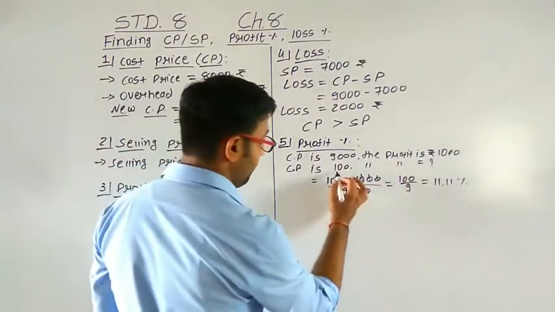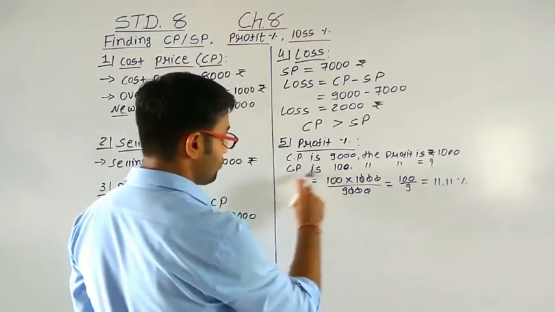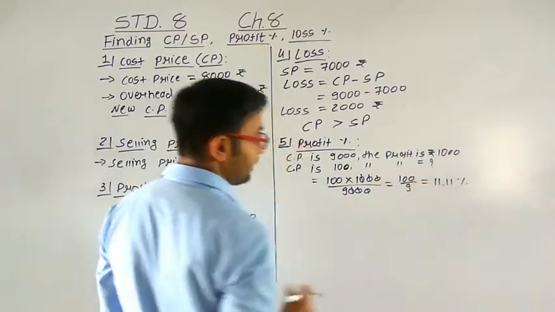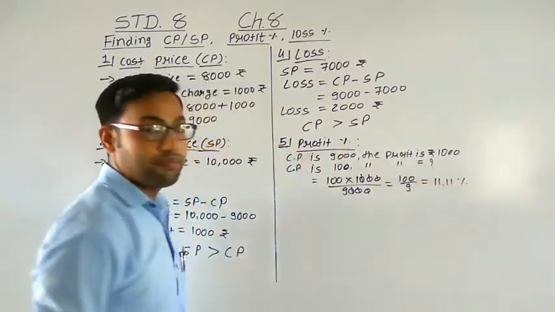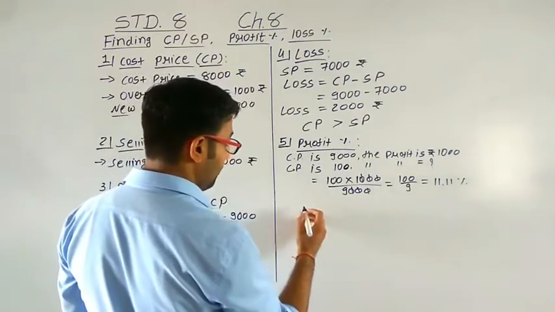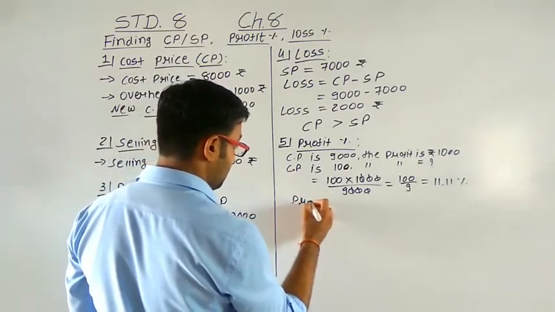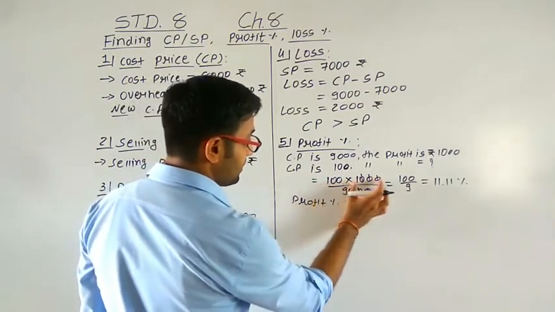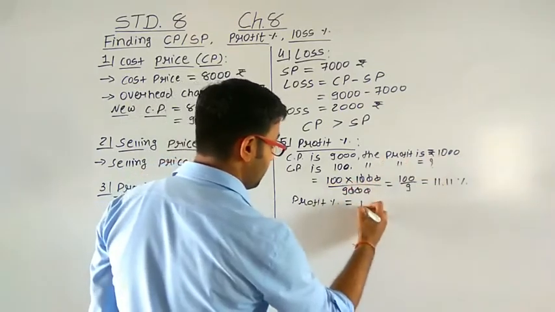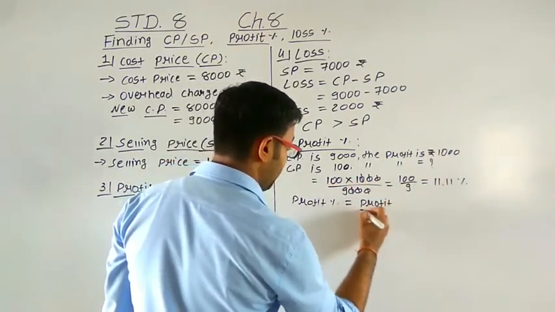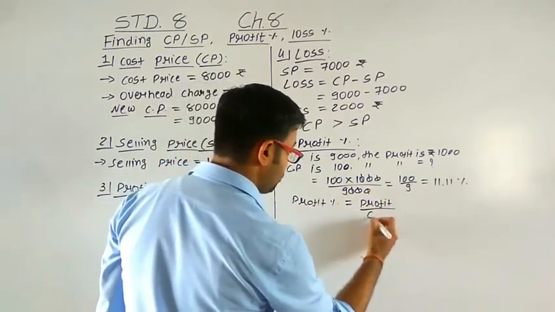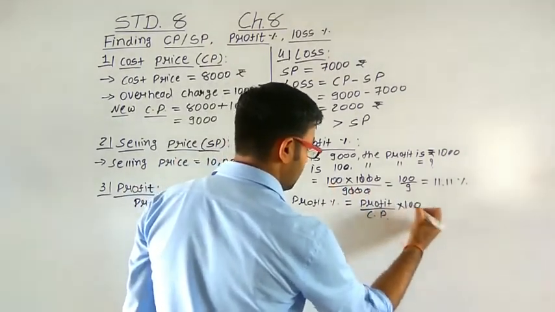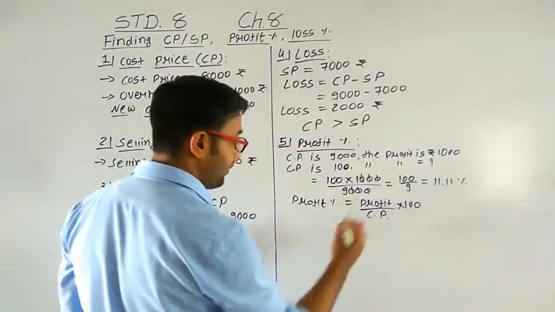So here we take a base of 100. We make the base of cost price equal to 100, and that is why we get 11.11%, and that is called the profit percentage. We can write down the formula of profit percentage: profit percentage is equal to the profit, which is 1000 here, divided by the cost price, multiplied by 100. So this is the formula to find out the profit percentage.